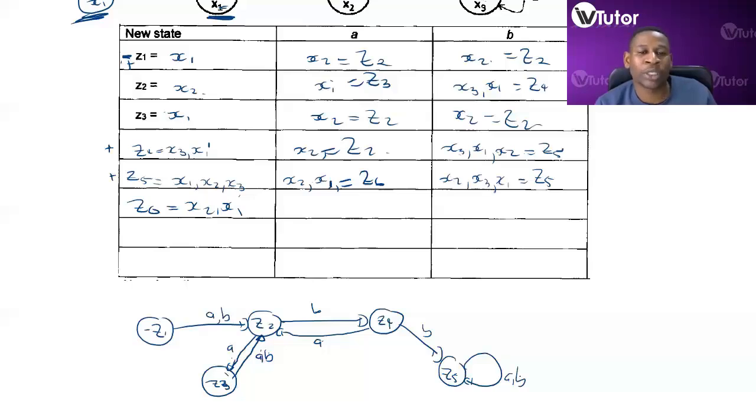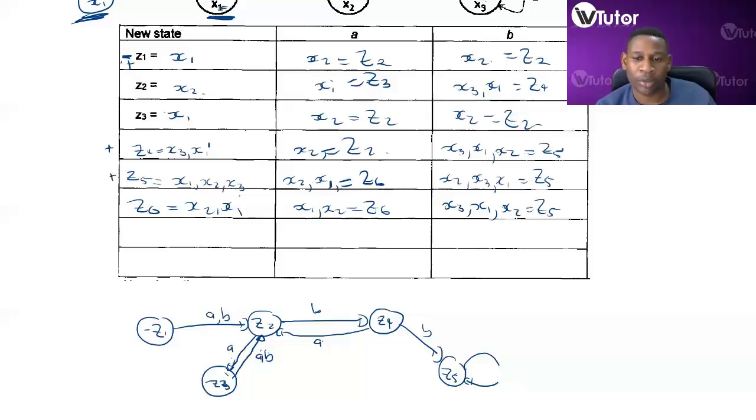And Z6, X2 and you encounter an A, you go to X1, X1 you encounter an A, you go to X2, we stay in Z6. And then if you are in X2 encountering B, you go to X3, X1. If you're in X1 encountering B, you go to X2, so you go to Z5. So this is more like it, right?